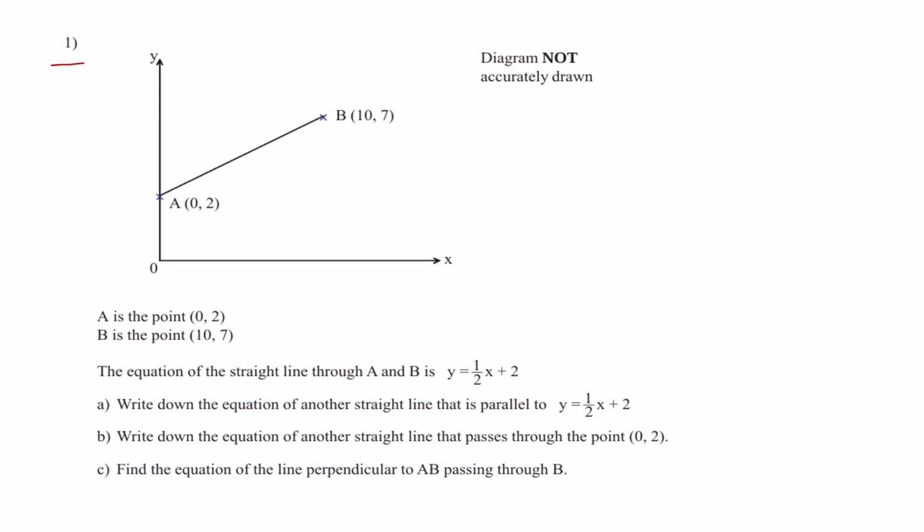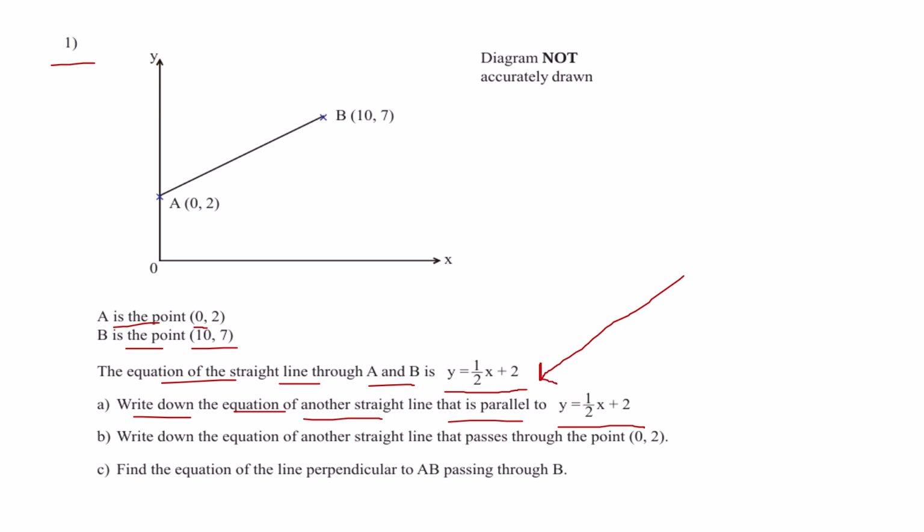Question number 1. So A is the point (0, 2) and B the point (10, 7). The equation of the straight line through AB is y = 1/2 x + 2. Part A, write down the equation of another straight line that is parallel to y = 1/2 x + 2. Now the key word here is actually parallel.